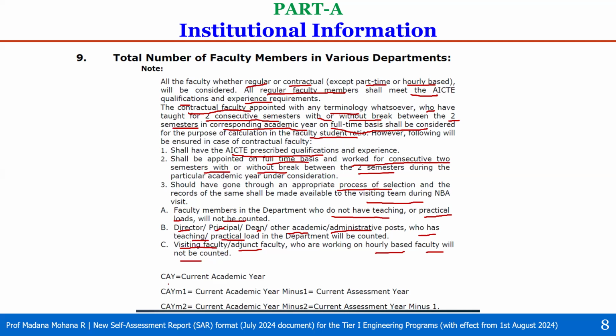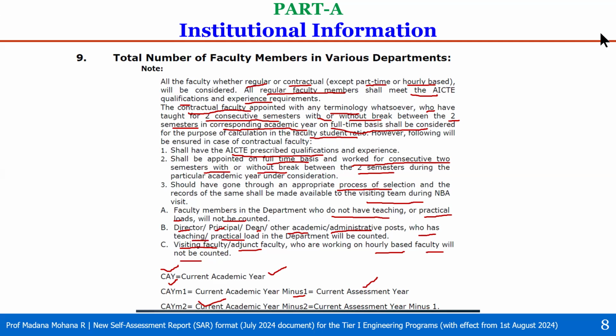So in our table we mentioned CAY means current academic year, then CAY M1 current academic year -1. This is also called as current assessment year. Then CAY M2 current academic year -2. This is also called as current assessment year -1.